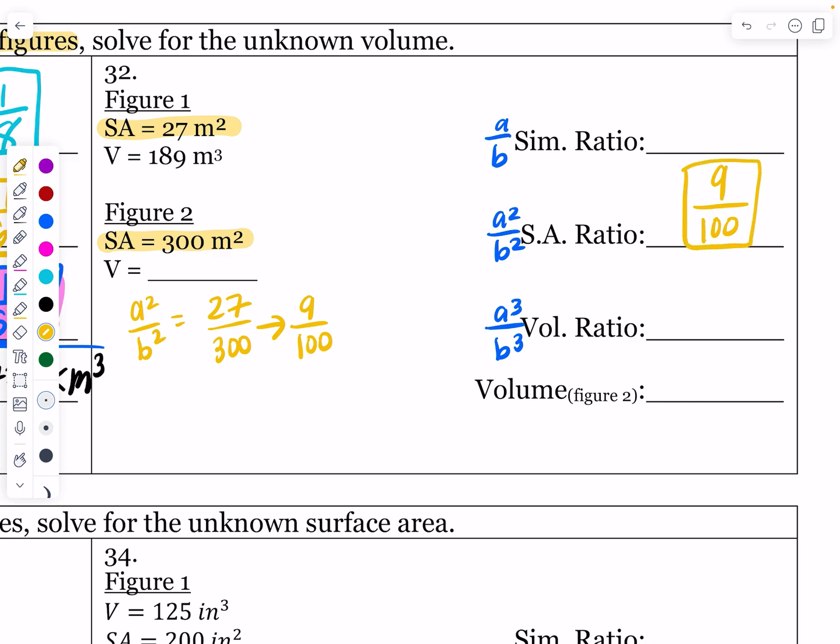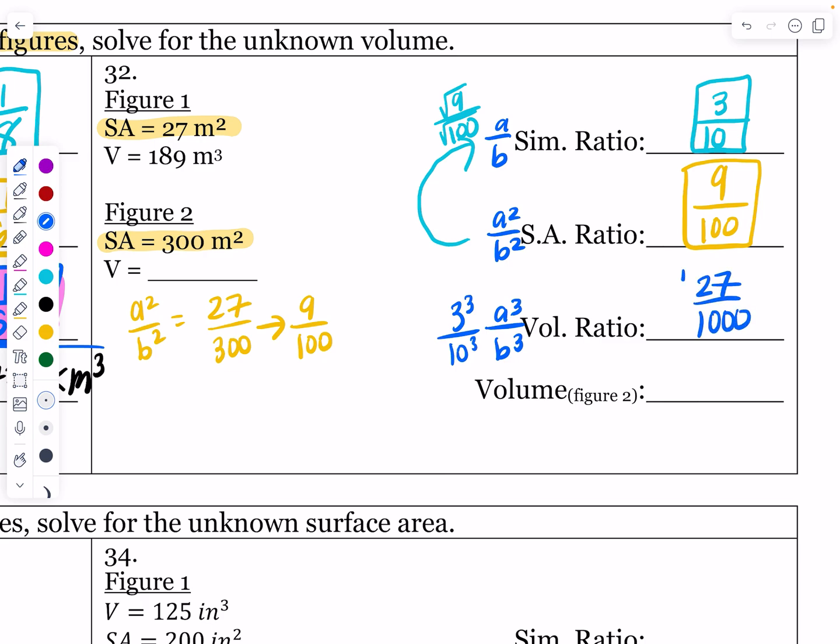So how do I go from there, which is the second level, up to the similarity ratio? I'm going to take the square root. Square root of 9 over square root of 100. So the square root of 9 is 3. The square root of 100 is 10. So there's my A and there's my B. Well, then that helps me find my volume ratio because I can just cube those. 3 cubed over 10 cubed. 3 cubed, I believe, is 27. 10 cubed is 1,000. So 27 over 1,000 is my volume ratio.